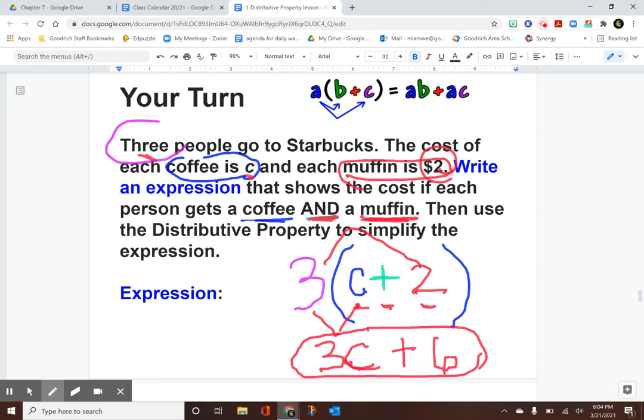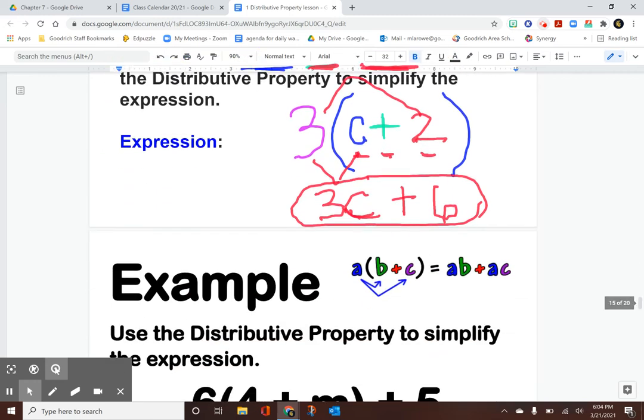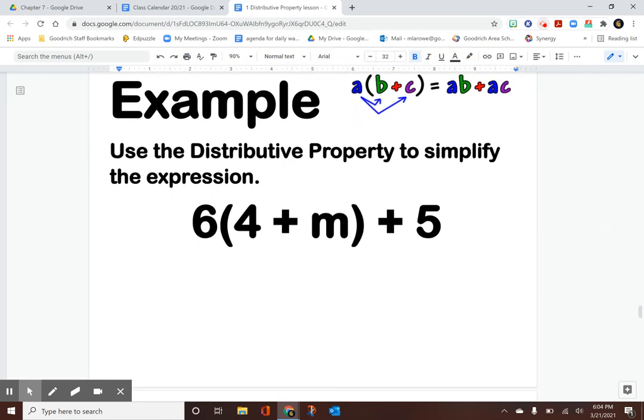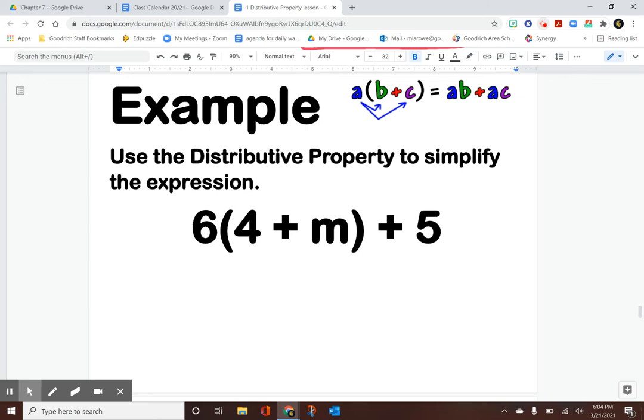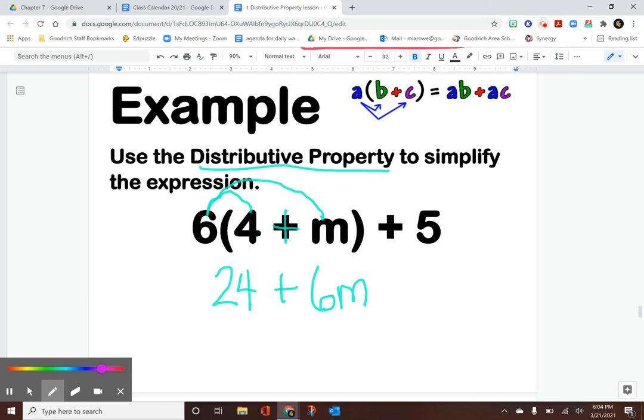How'd you do? Were you able to write an expression and then use the distributive property to simplify? My next example is going to get a little bit more complicated. I still want to start off with the distributive property. So multiply 6 times 4, which is 24, plus 6 times m, which is just 6m. Now, the plus 5 part of the original expression is not in the parentheses, so I don't get 6 groups of that. It's just an extra 5.